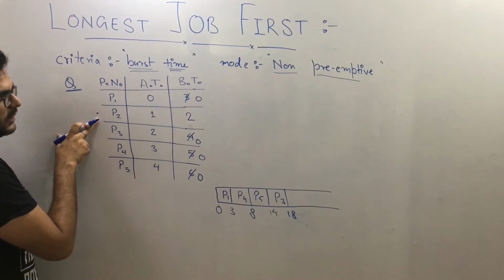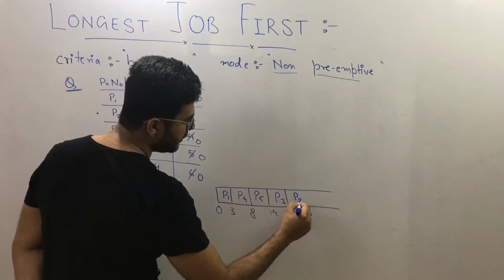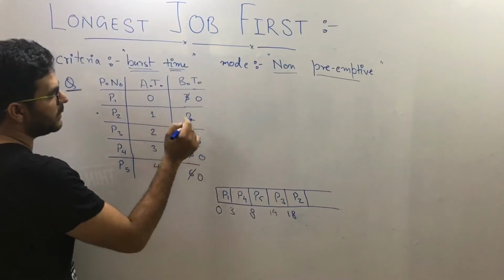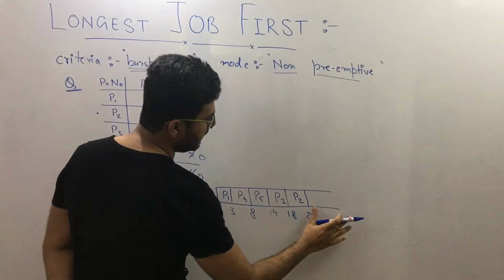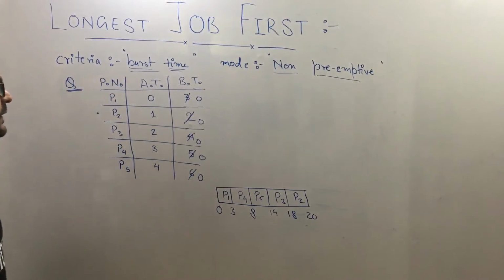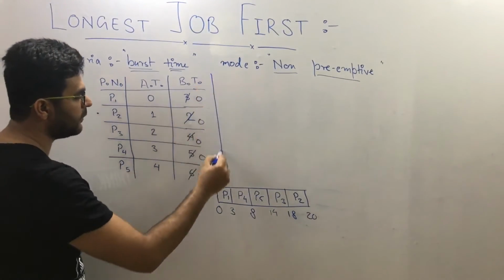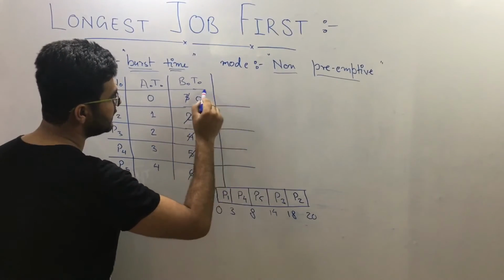Which is the last process left? The last left process is P2. So schedule that process, and for how long will that process run? As long as its available burst, that is nothing but 2 units. So this will become 20. So this is the answer for the longest job first algorithm, and the completion time of all the processes. I am writing the completion time of all the processes.